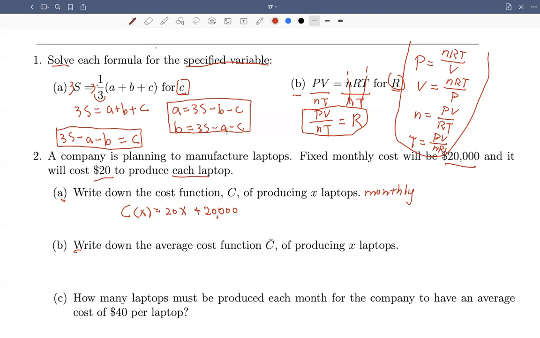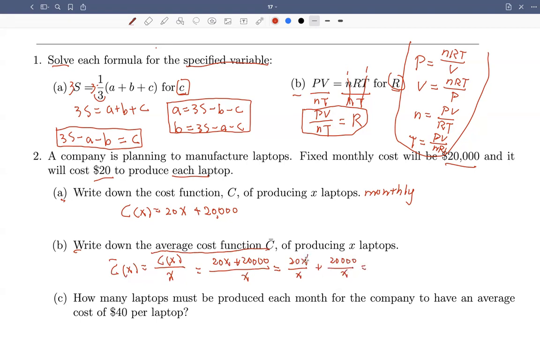B, we want to write down the average cost function, C bar. So C bar, the average cost of X, equals C of X, the total cost, divided by how many laptops are being produced. And the total cost is 20X plus 20,000, divided by X. And we can simplify this. Last class, we did polynomial divided by monomial. So we'll do 20X divided by X plus 20,000 divided by X.